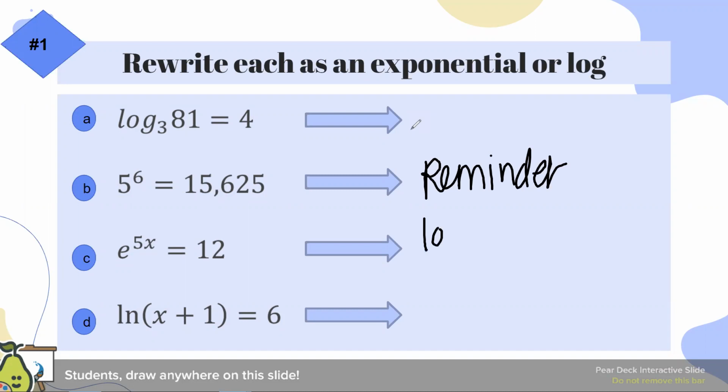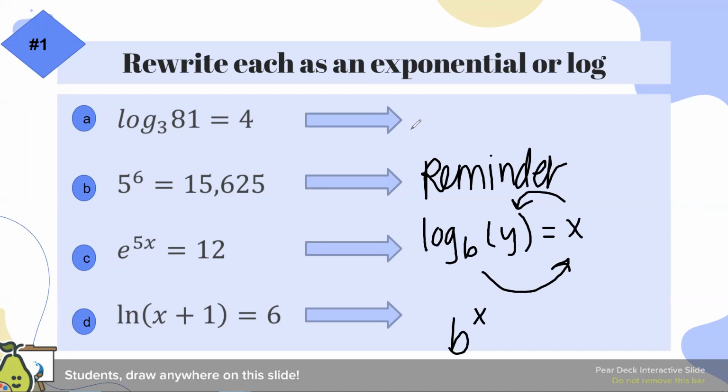When you have a log with any base of some sort of input value, that is equal to the exponent, and if we roll our logs, we can convert that to exponential and say, well, then that's equivalent to b to the x is equal to y. So we're going to be using this fact an awful lot.